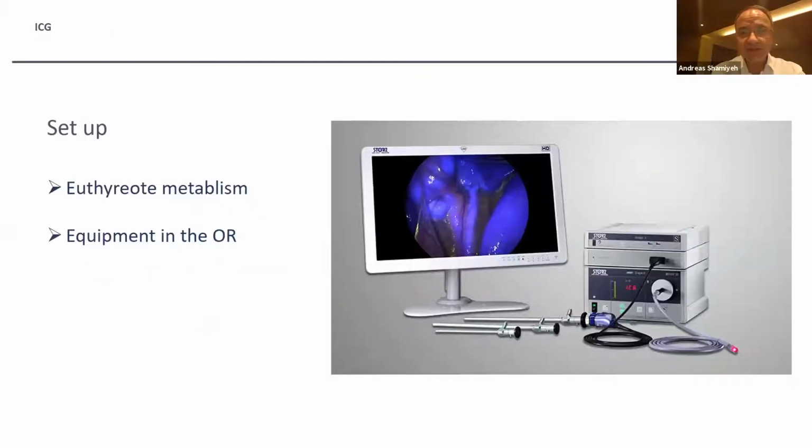And as said, you need special equipment. Usually you can make an update of your equipment. The only thing you need new is the camera and the optic. And of course, you have to take care if the patient has hyperparathyroidism.